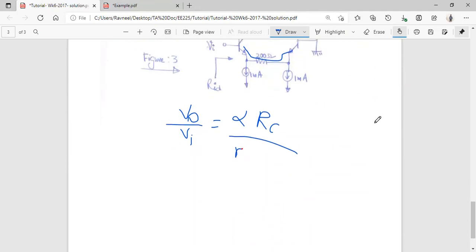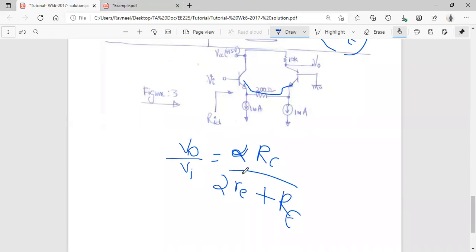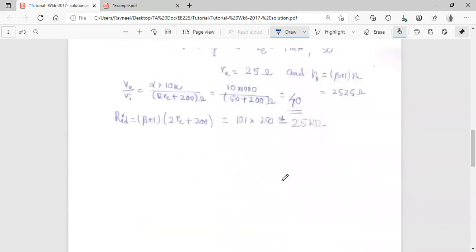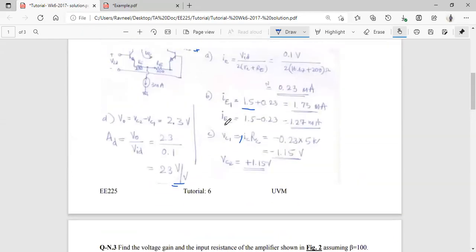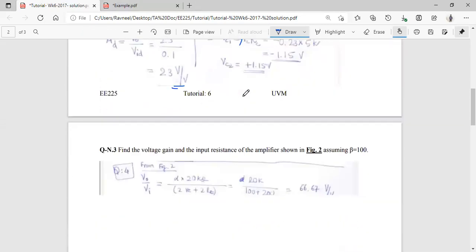So let's write it: 2 times small RE, plus this emitter resistance that is being shared, which is just the capital RE. So we know RC, we know our RE. We need to find our small RE. From this, our small RE could be found using this particular formula, not this one, this one, that is VT divided by IE.